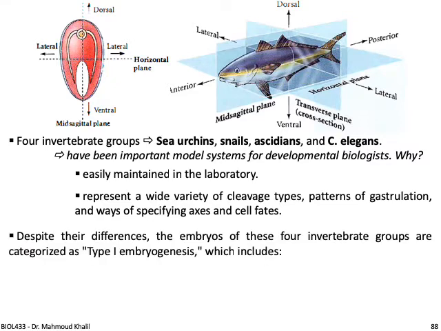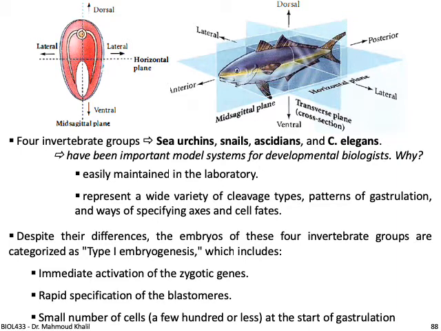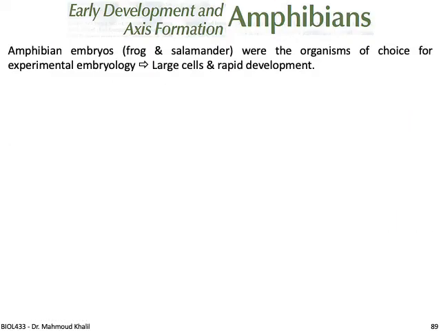Despite their differences, the embryos of these four invertebrate groups are categorized as type 1 embryogenesis. Why type 1? Because there is immediate activation of zygotic genes, there is rapid specification of blastomeres, and the number of cells is few at the start of gastrulation.